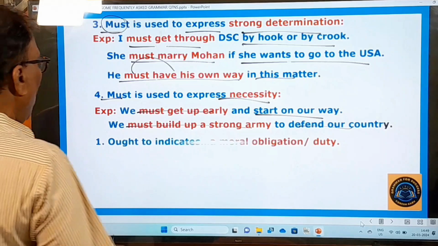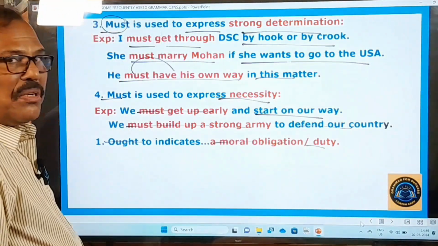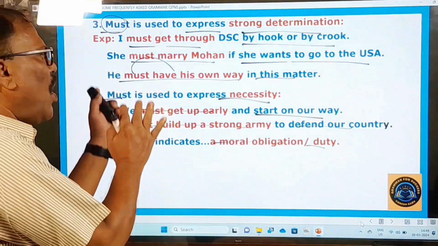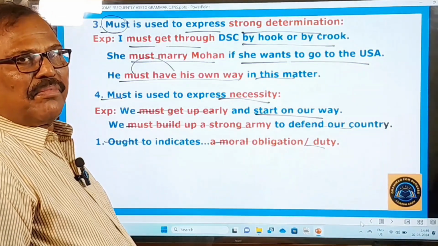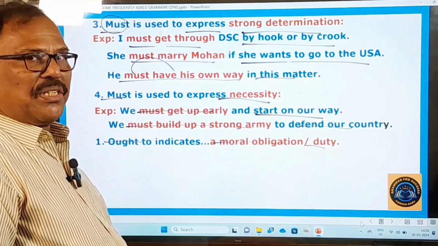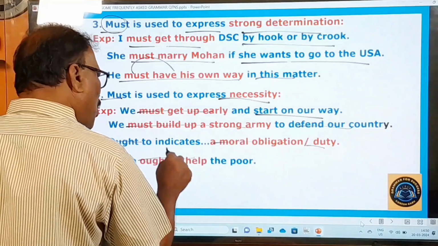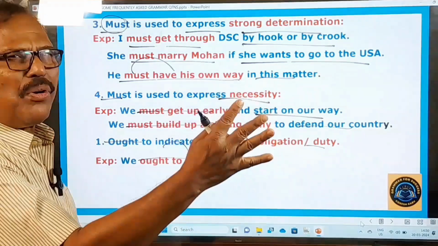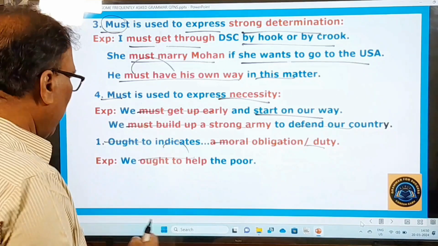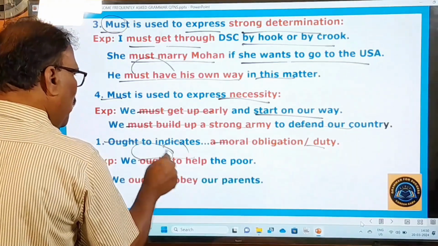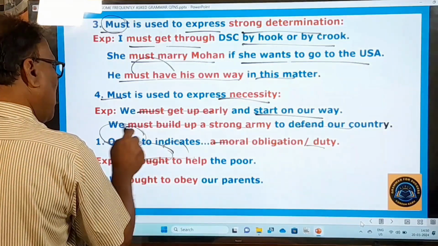Right. And now "ought to" is there. Ought to indicates a moral obligation or duty. So ordinary obligation is different from moral obligation. Moral obligation, moral duty. What is the moral duty? We ought to help the poor. It's a moral obligation. Helping the poor is a moral duty. Okay, so don't say "ought help", say "ought to". Ought is always followed by to.